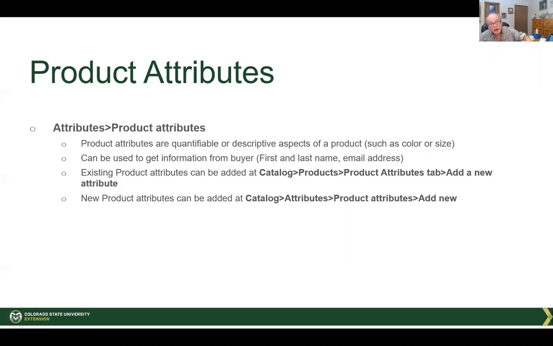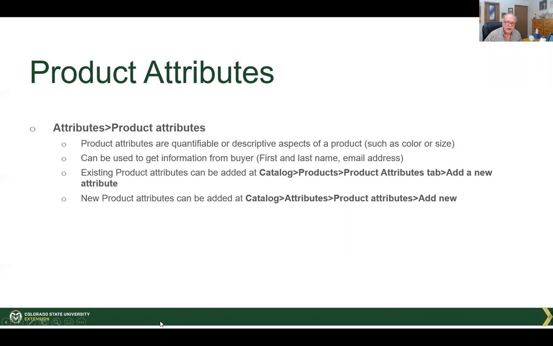But you can go back to my previous webinar and look at it, is you can add new product attributes at catalog attributes, product attributes, and add new. So let's look at existing attributes, and we can add some to our product, and then we will do a quick preview of our product.